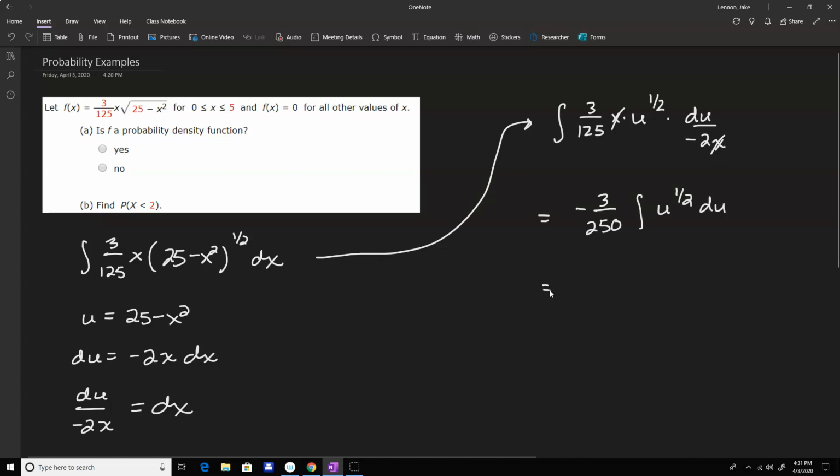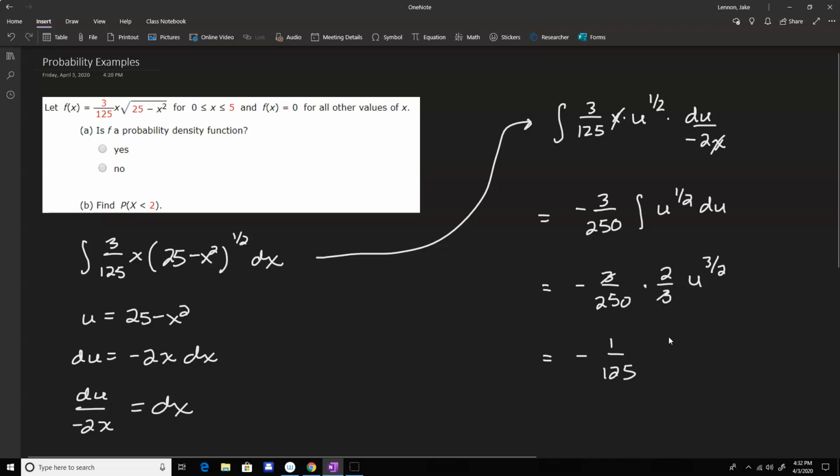And so we do the antiderivative, so we get negative 3 over 250 times, remember you add 1 to the power and then multiply by the reciprocal when it's a fraction. So when you add 1 to the power, you get 3 over 2. So we're going to be multiplying by 2/3 times u to the 3 over 2. And that's our antiderivative. So we can simplify that a bit. The 3's cancel, and the 2 will go into 250 125 times. So we get minus 1 over 125, and it would be u to the 3 over 2.